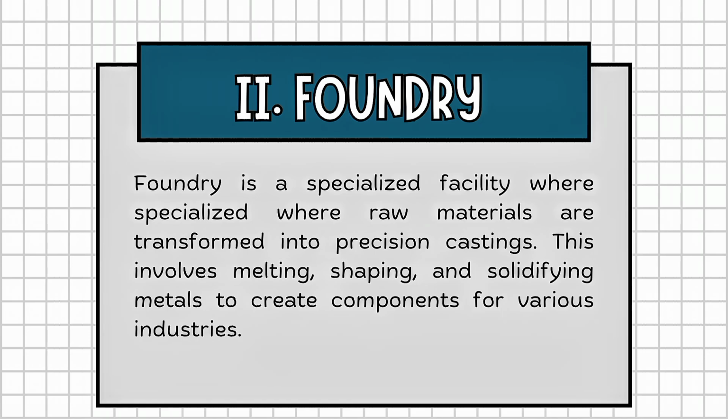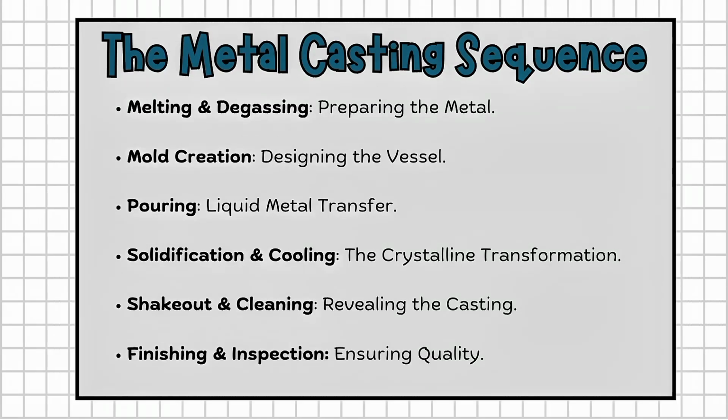Next, let's look at the casting process. It goes through several important steps. First, the metal undergoes melting and degassing, where it is heated until it becomes liquid and impurities are removed to ensure quality.